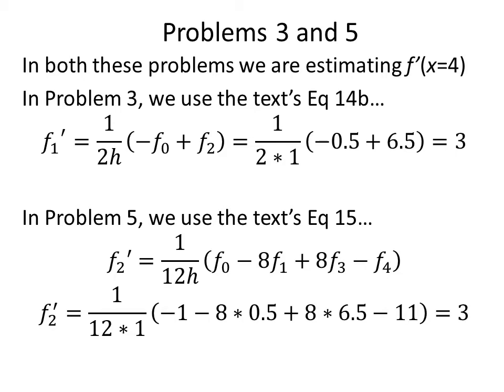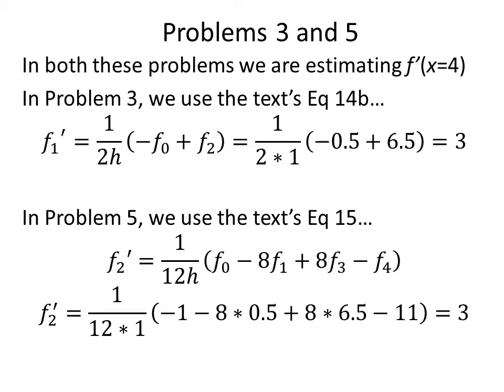And then when we complete the task, h again is 1. So we end up with a slope at x equals 4. At x equals 4, the slope is 3. In problem 5, we're using 5 data points, 2 to the right of our observation and 2 to the left of our observation. So the slope at the center, or at point 2, involves this calculation, and when you complete it, we get a slope that happens to be exactly the same, 3.